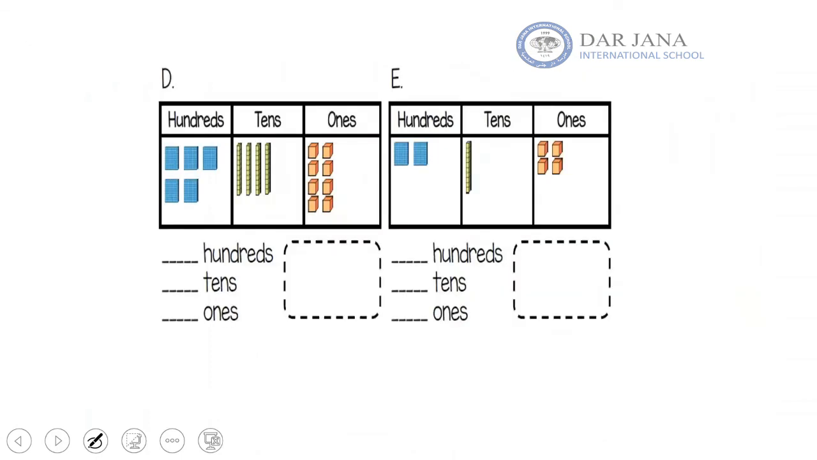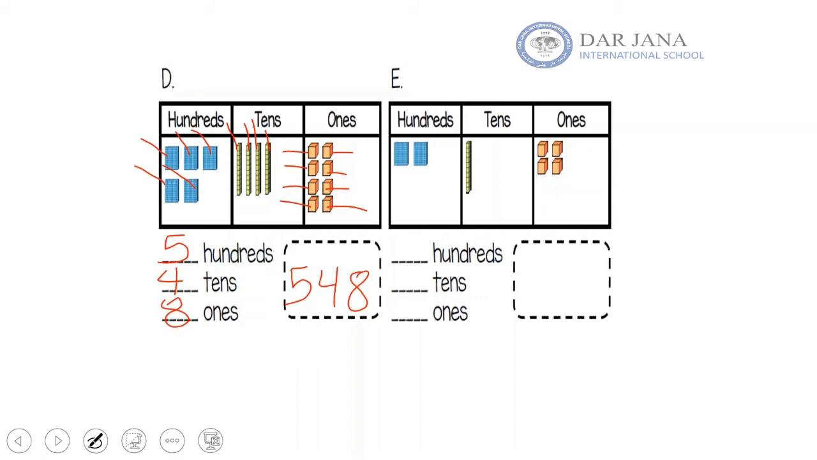Question number D. How many hundreds do you have? 1, 2, 3, 4, 5. So I have 5 hundreds. How many tens? 1, 2, 3, 4 tens only. How many ones? 1, 2, 3, 4, 5, 6, 7, 8. 8 ones. When I put them together, 548. Very good.